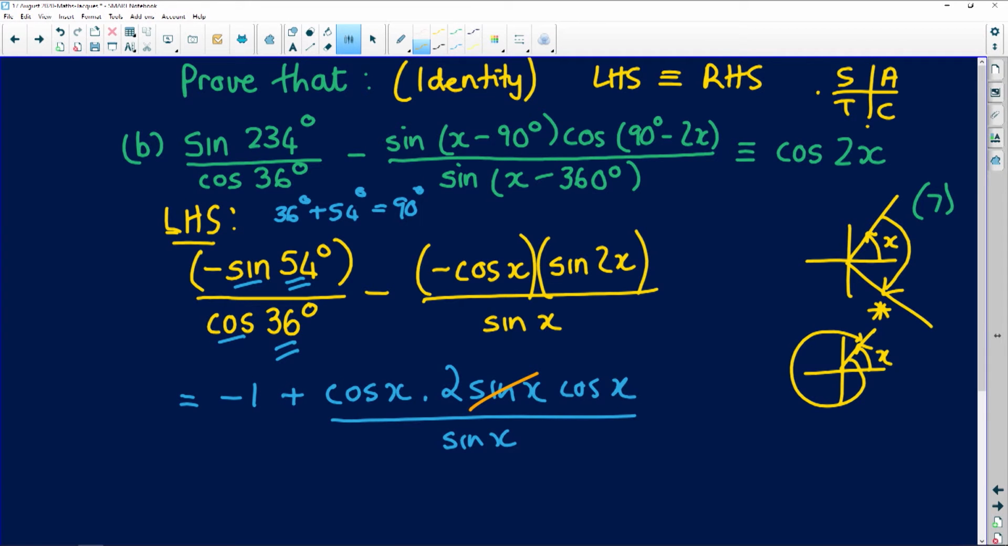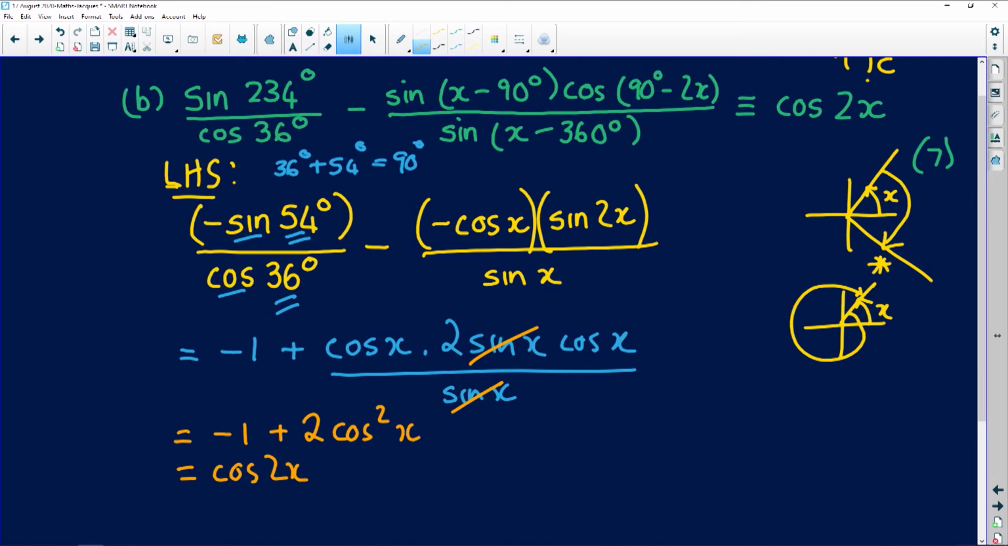The sine says goodbye to the sine, and I go into stage 3. 1 plus 2 cosine squared x, cos times 2. And look at that. That is the cosine of 2x. So all that's left for me is to conclude now that this is identical to my right-hand side. And for 7 marks, you've proved that identity.